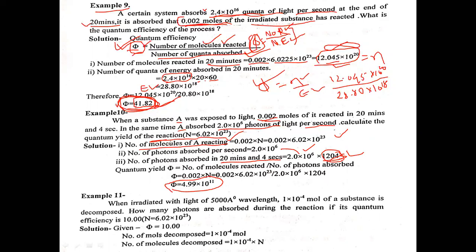Okay, because this first term is the number of molecules reacted and this is the number of quanta absorbed. Okay, so in this way you can calculate the value of phi. This is the quantum yield.